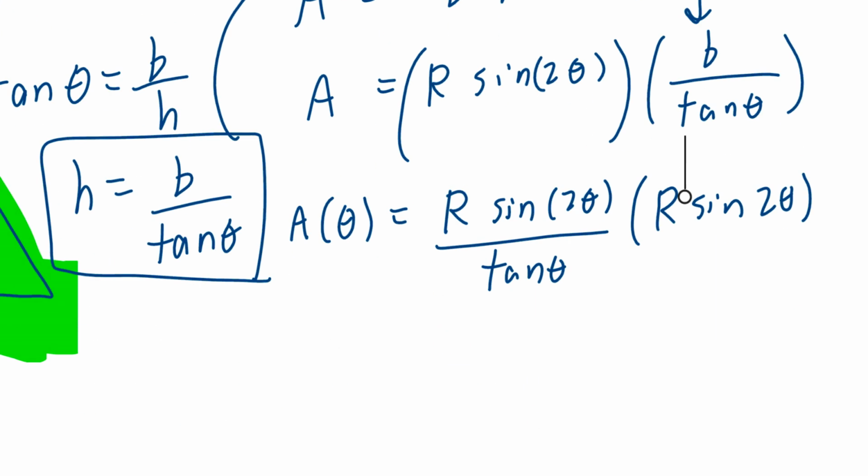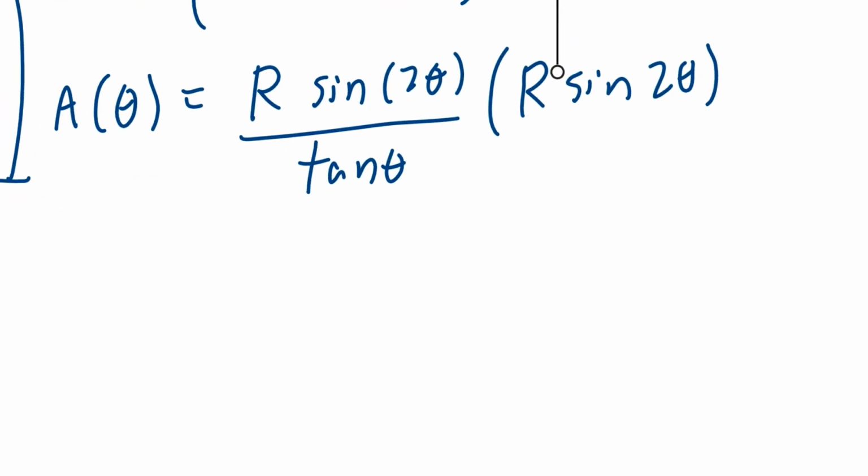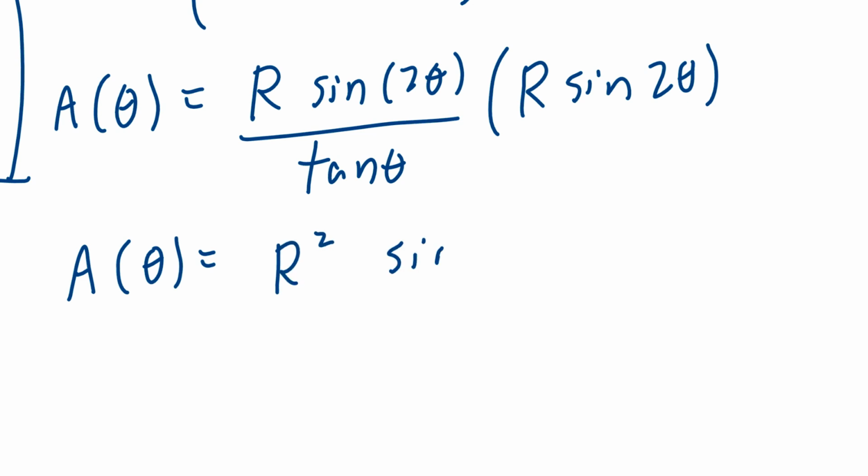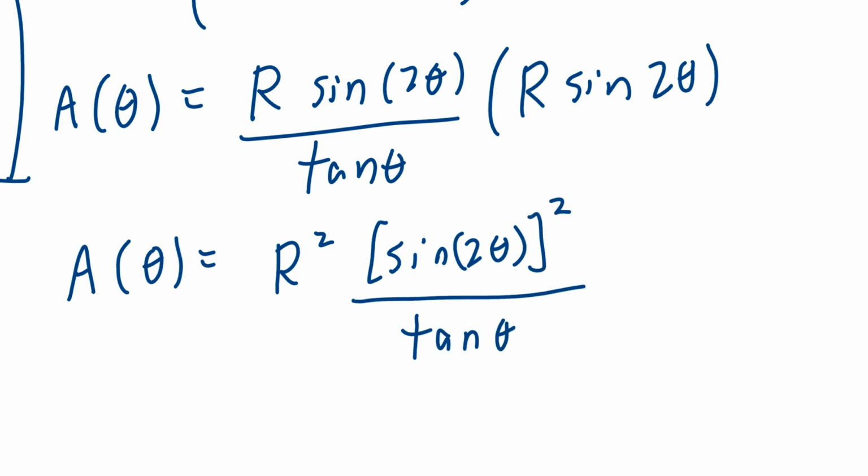This means, again, let's zoom in for you, a is now in terms of theta, which equals r squared times sine of 2 theta, quantity squared, divided by tan theta. We're now ready to find the derivative, set it to 0, solve for theta, and plug it back in. And if you watch all the way to the end of this video, I'm going to show you how to double check by verifying that this is really the maximum by going through the second derivative test.